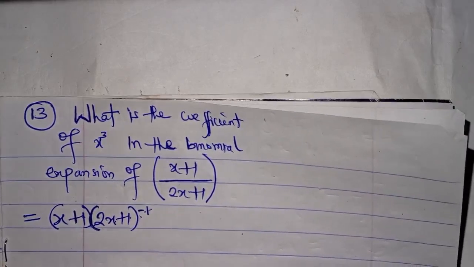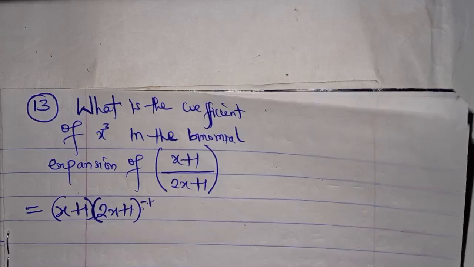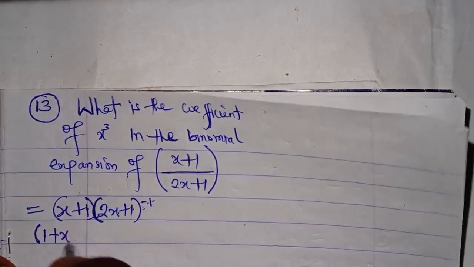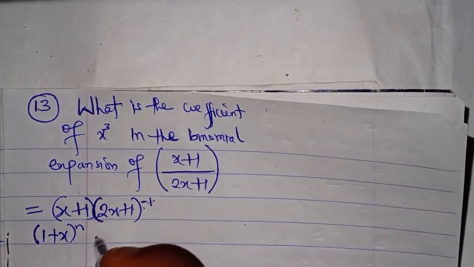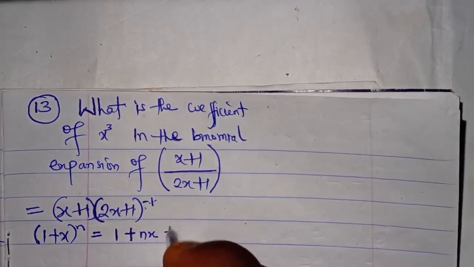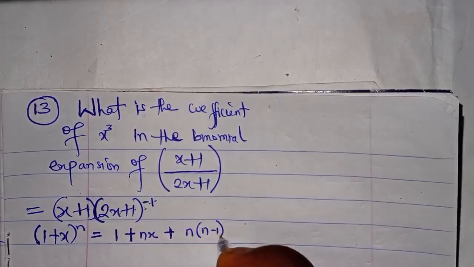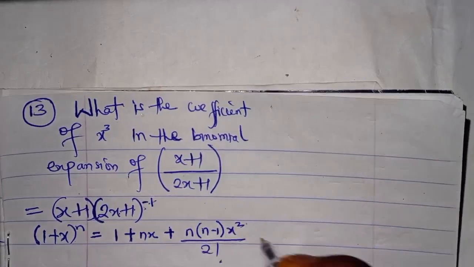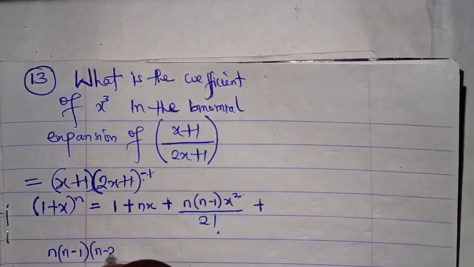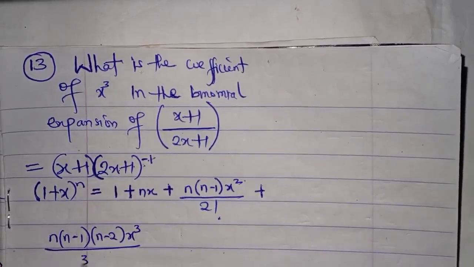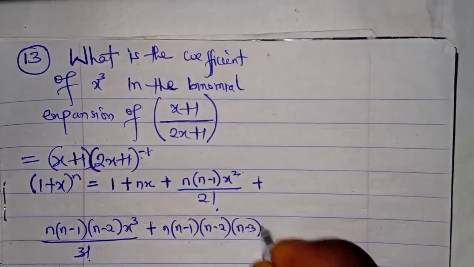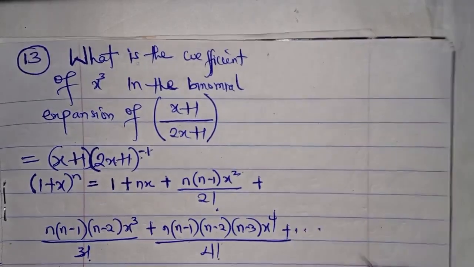Let's expand this. The formula that we use to expand negative and fractional index is this. If we have 1 plus x to the power of n, where n is negative or fractional, it is simply 1 plus nx plus n into n minus 1 times x squared all over 2 factorial plus n into n minus 1, n minus 2 times x cubed all over 3 factorial plus n, n minus 1, n minus 2, n minus 3 times x to the power 4 all over 4 factorial, and so on and so forth.